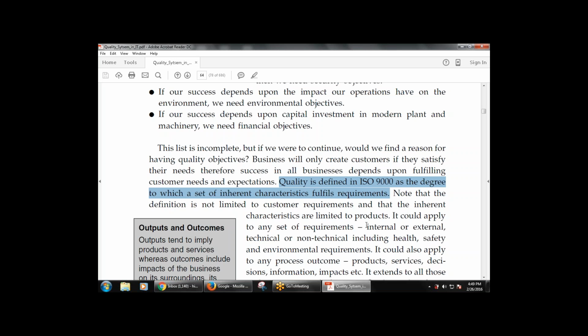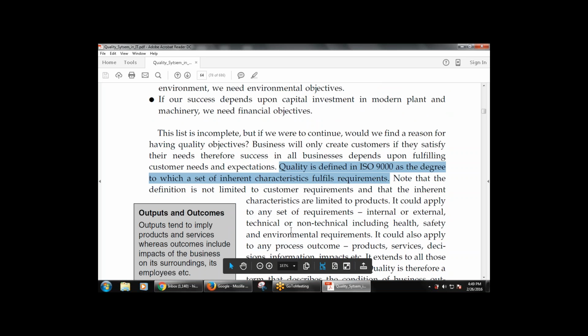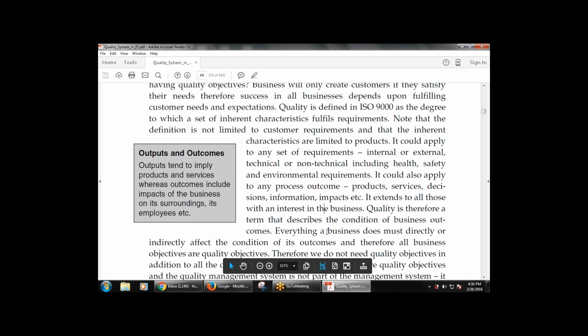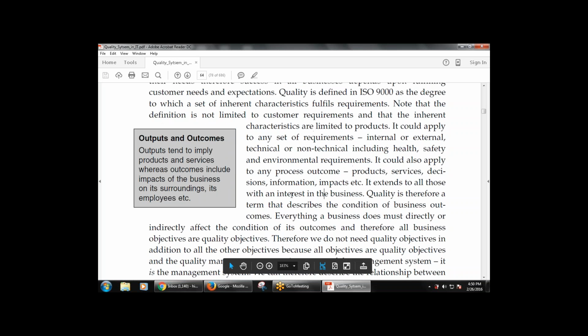And these requirements can be any type of requirement. They can be customer requirements, internal, external, technical, or non-technical, including health, safety, and environmental requirements. It could also apply to the process outcome, such as services, decisions, information, impact, etc. Quality is therefore a term that describes the condition of the objective outcome.